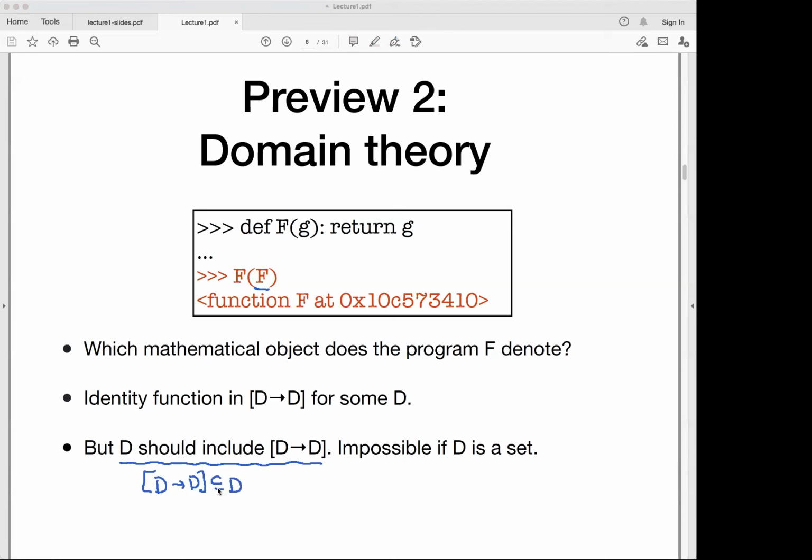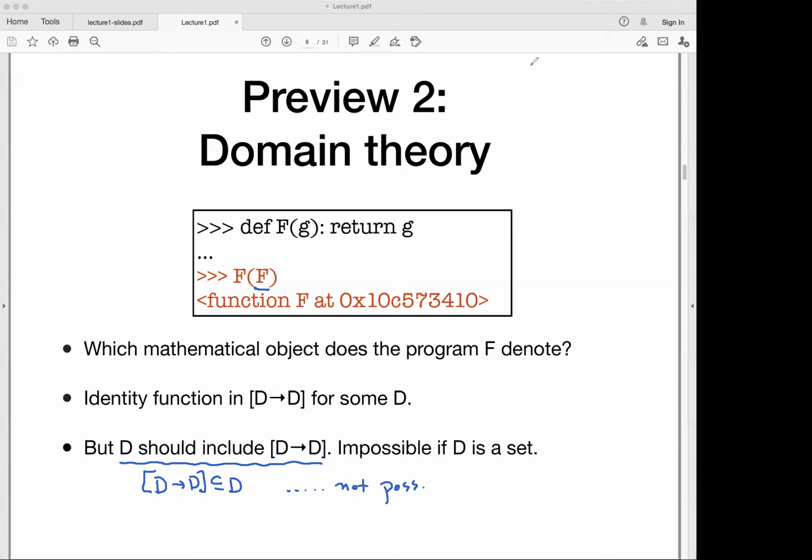Okay, but then this kind of property is not possible. If we want to come up with some set D which has this property or some cousin of this property, and the set D is non-trivial in the sense that D contains more than one element, then you can show that this is not possible. So there is no set that satisfies this property. And this is related to the so-called Russell's paradox that you may have heard of before.